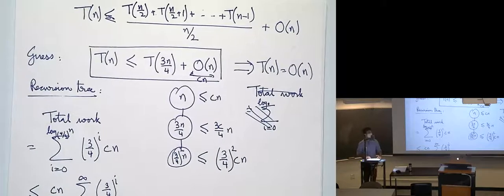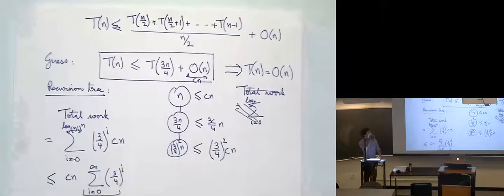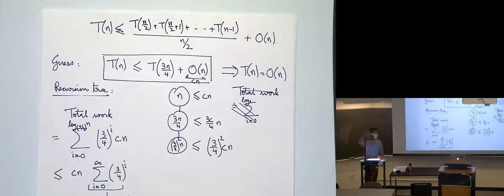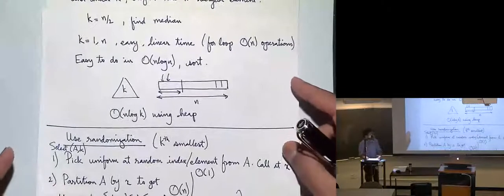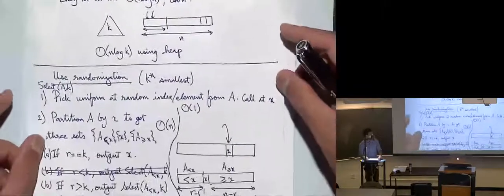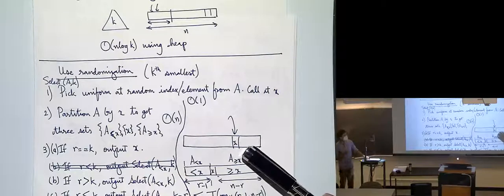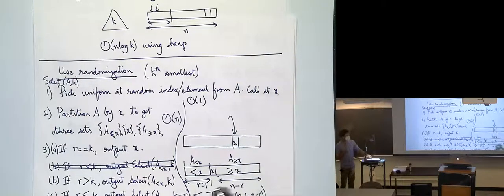Any questions about this? Yeah, so we did these. Let's pause here. Let's go back to the beginning so that we can see the bigger picture. What is the bigger picture? We said, okay, look, we're going to use this randomized approach for selecting the kth largest element. We pick a random x in the array, we partition, and then we decided to go to one half or the other.